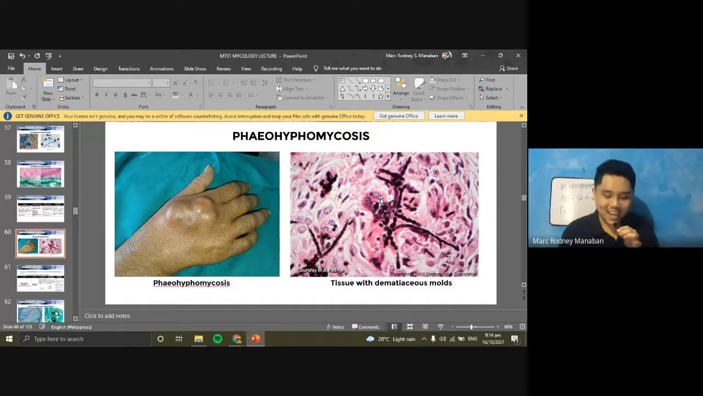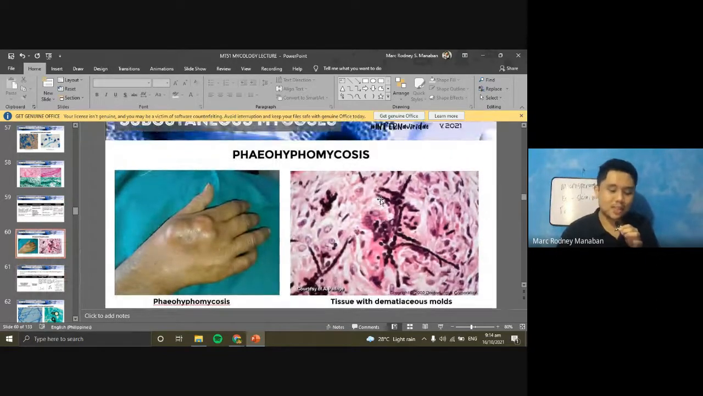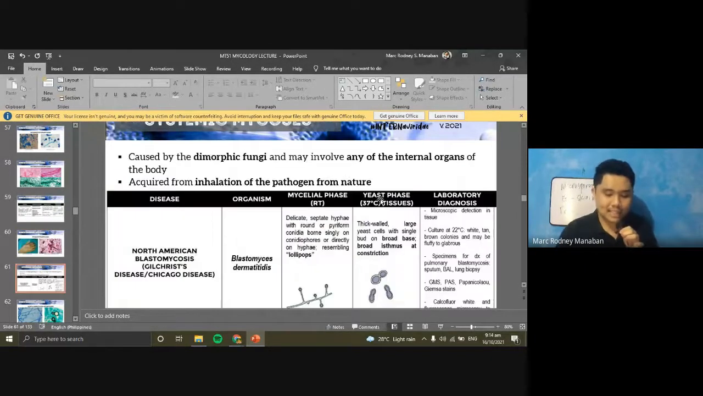All right, okay. All right, so any questions, dears, before we proceed to the next group? That's all for subcutaneous mycosis. Again, usually they present as lesions, growths, or ulcers that drain pus, all right? That's the presentation of your subcutaneous mycosis. All right, so before we proceed to the next, any questions, any clarifications?